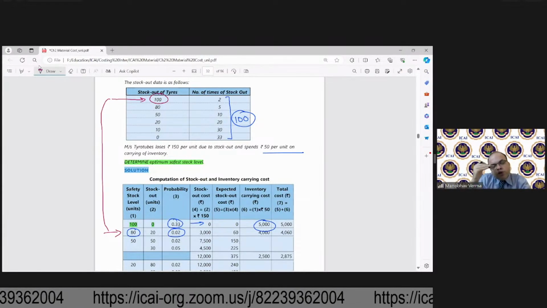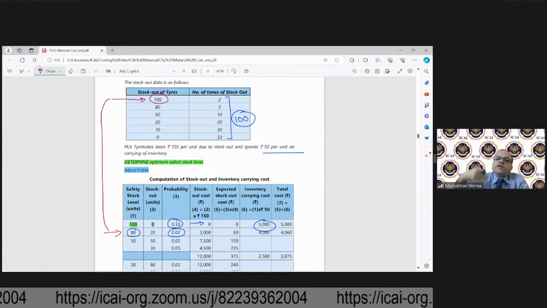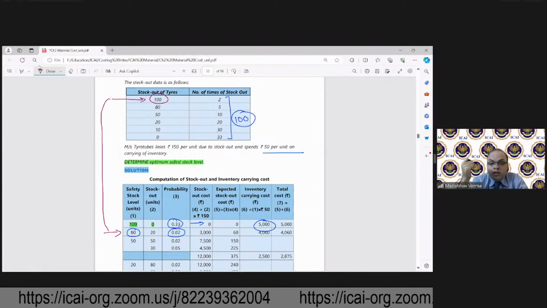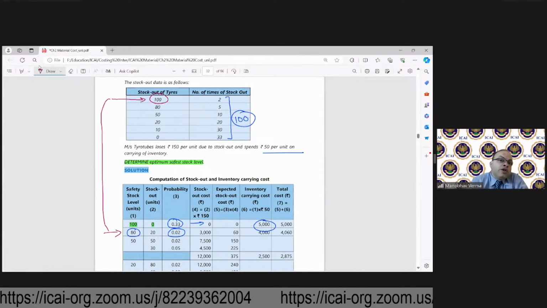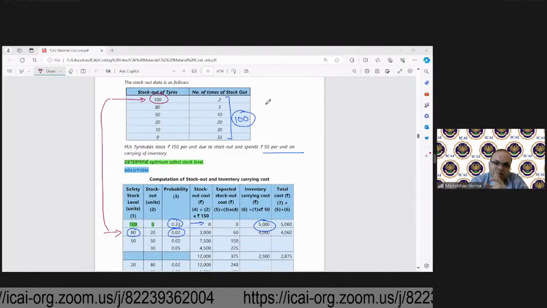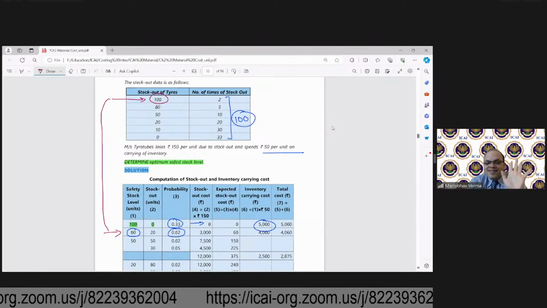So if I'm having a safety stock level of 80 tires, there is a stock out only when there is a request or a demand for more than 80, which is given to us as 100 in the top table, that means there is only a 2% probability then. It's a very interesting table, but sometimes students get confused. That's why I'm spending some time on this one.